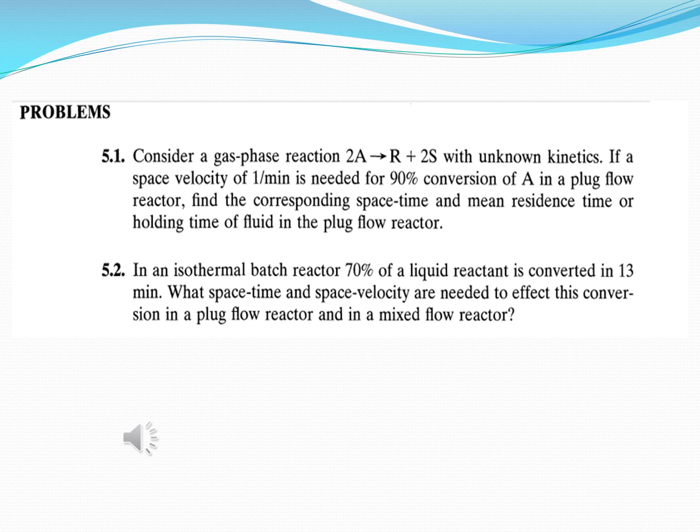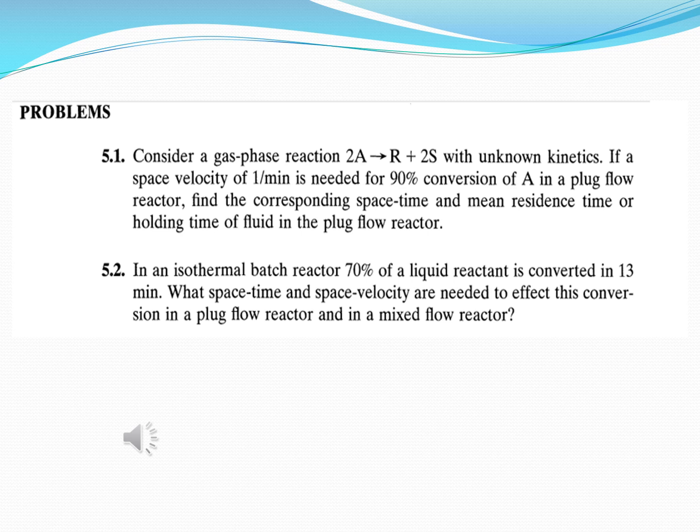So first of all, we'll go through 5.1, which says: consider a gas phase reaction 2A gives R plus 2S with unknown kinetics. If a space velocity of 1 per minute is needed for 90% conversion of A in a plug flow reactor, find the corresponding space time and mean residence time or holding time of the fluid in the plug flow reactor. So you have to find the space time and mean residence time or holding time in a plug flow reactor.